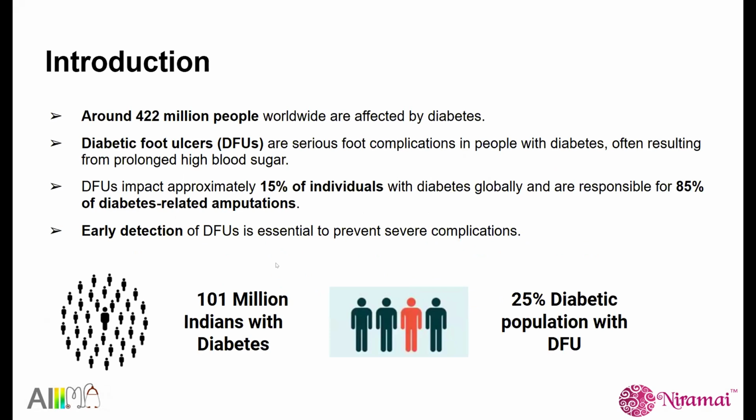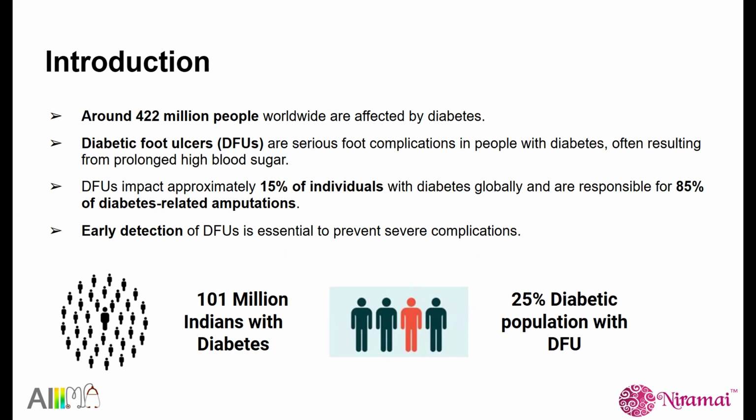To start with, the problem we are trying to solve is diabetic foot ulcers. Around 422 million people worldwide are affected by diabetes, and 15% of those individuals have the foot complication called diabetic foot ulcers. Among this 15% of individuals, 85% have to go through amputations. So early detection of the diabetic foot ulcer can prevent the severe complication.